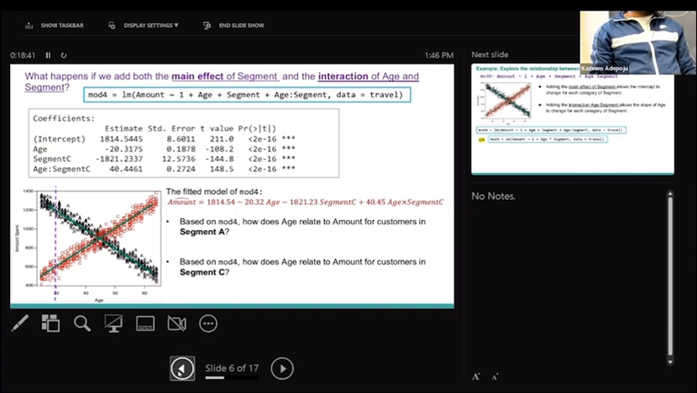What has happened now? The slope and intercepts are not the same for both segment A and segment C. Does that make sense? So when they ask you to produce a model, anytime you see a question like that, you plug in values for segment C. That's a good question.